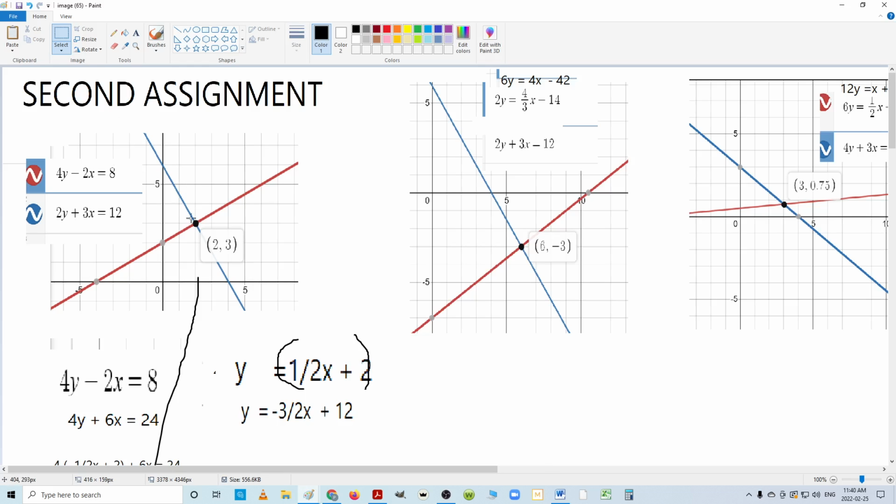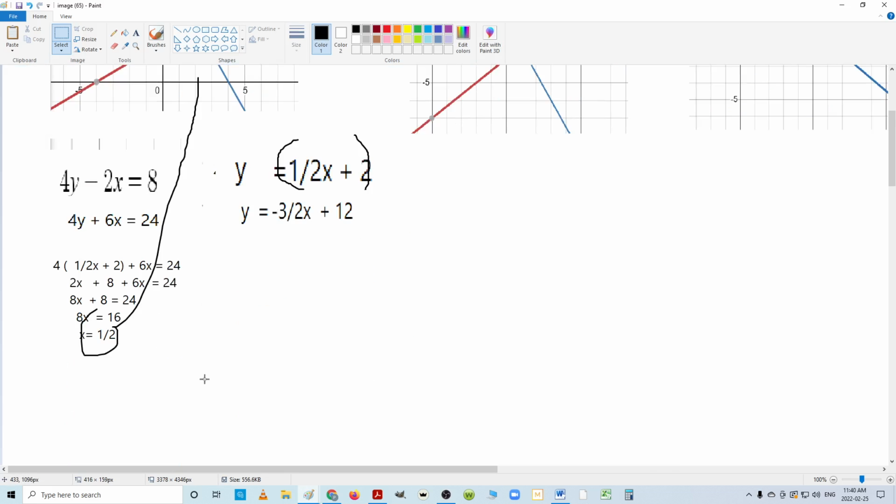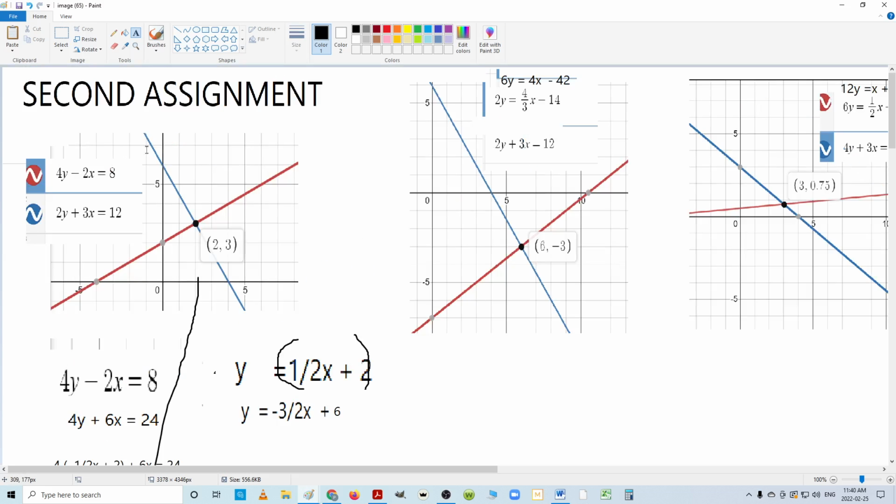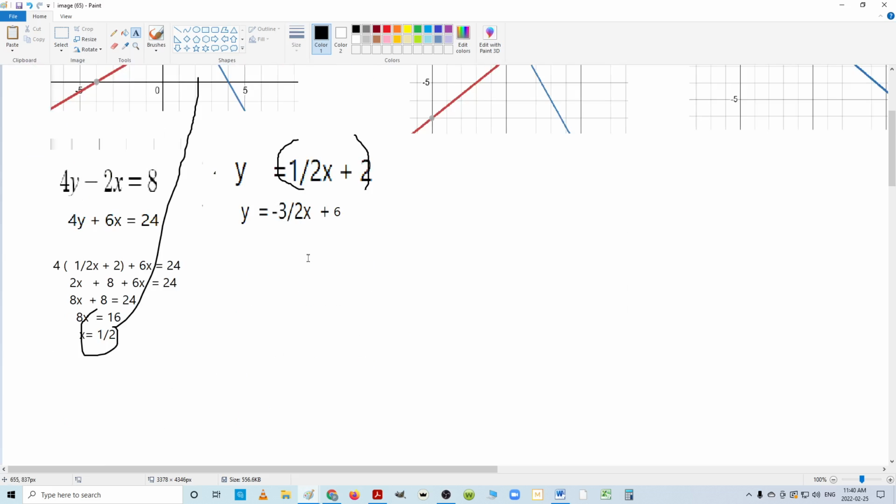And I can see, I might have gotten that wrong. Yeah, 24 divided by 4 is not 12. It is 6. Just goes to show you can screw things up quite easily. And there we can see the y-intercept is 6.